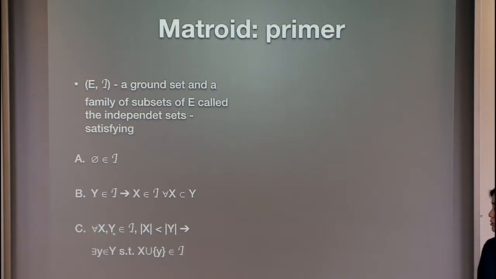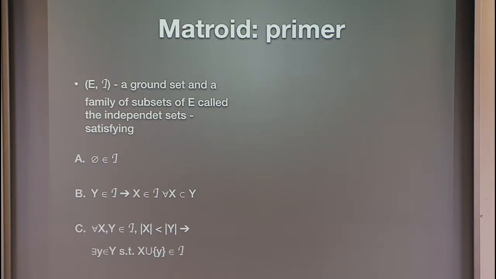And for any two sets X and Y from this family, if the size of X is smaller than the size of Y, then you can pick some element from Y so that you can augment X with this new element, and the result again belongs to the set I. This set I is called the independent sets, and the obvious object that satisfies these three conditions is the set of column vectors in a matrix, right?